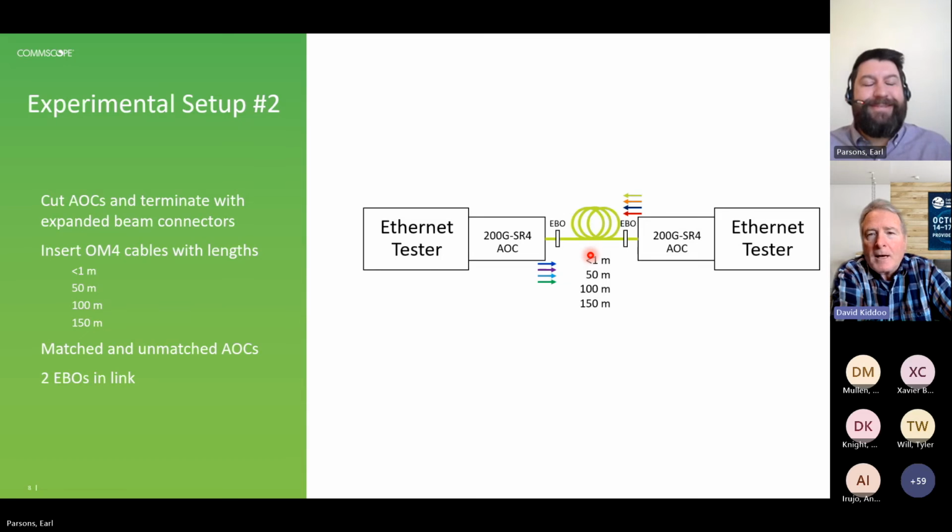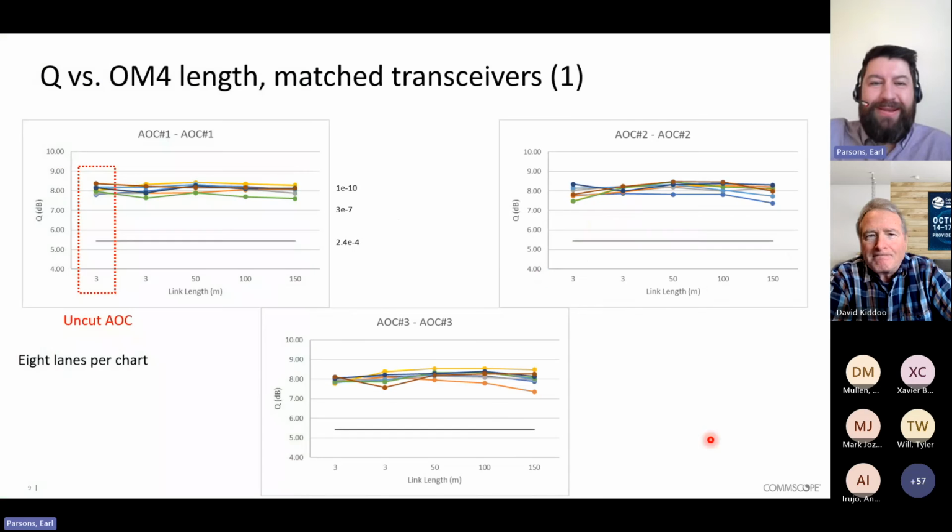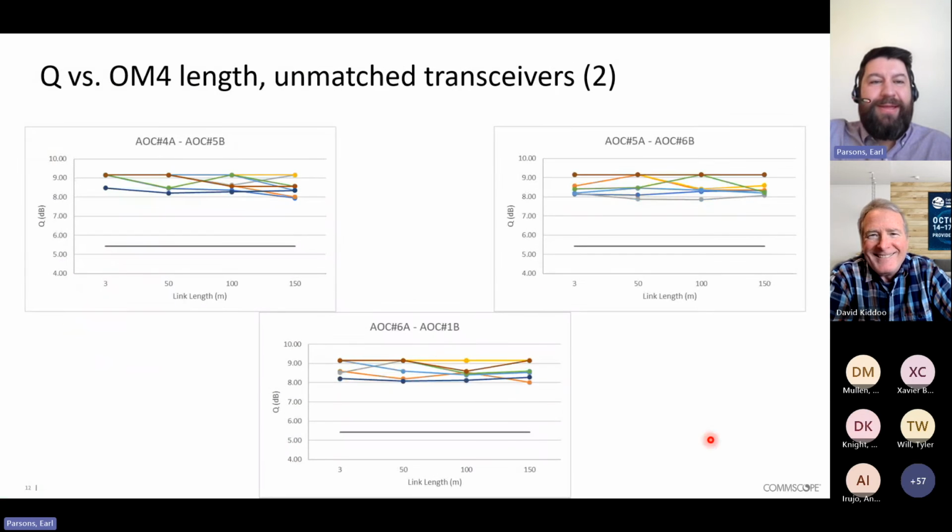Yep. I will ask the audience again, if you have any questions for Earl, please enter them in the chat. Another question here, the added loss with high numbers of EBO connectors seems low compared to 3M reported insertion loss. Can you try to explain that? I sure can. I'll go to that slide real quick.